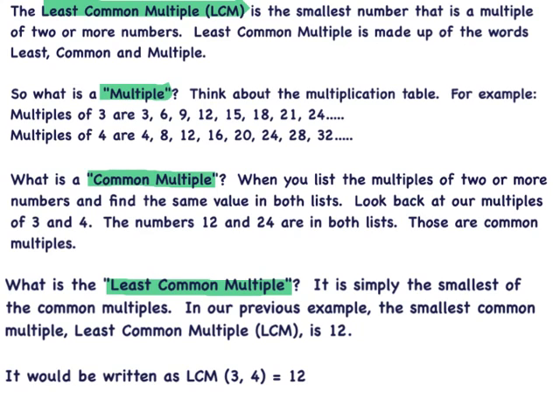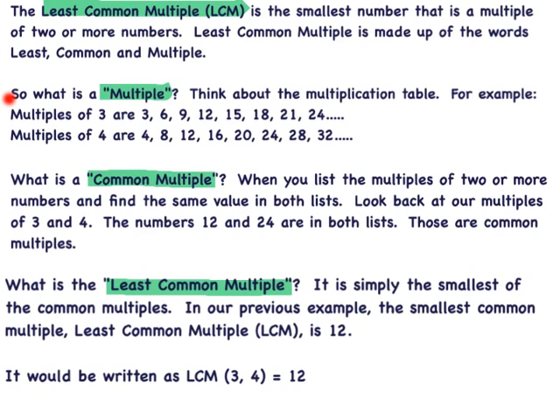So we're going to turn our attention now to the least common multiple. The least common multiple is the smallest number that is a multiple of two or more numbers. The least common multiple is made up of the words least, common, and multiple. So let's break that apart.